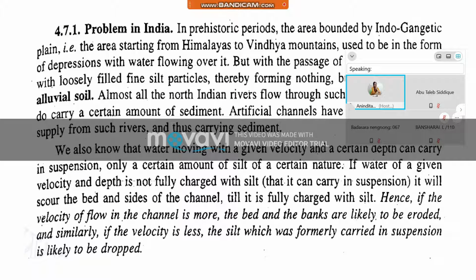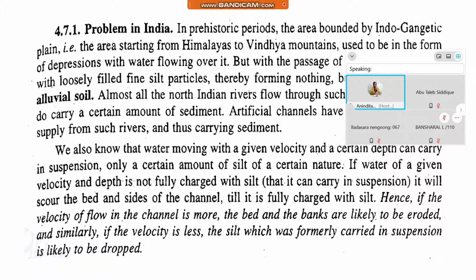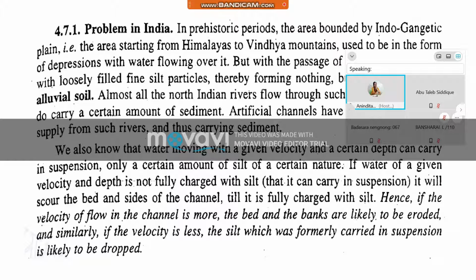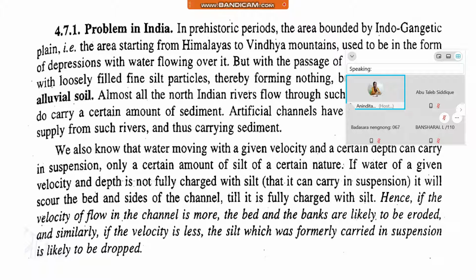Problem in India. In prehistoric periods, the area bounded by the Indo-Gangetic Plain, that is, the area starting from the Himalayas to the Vindhya Mountains, used to be in the form of depressions with water flowing over it. But with the passage of time, it was filled up with loosely filled fine silt particles, thereby forming what is known as alluvial soil. Almost all the North Indian rivers flow through such soils and therefore carry a certain amount of sediment.